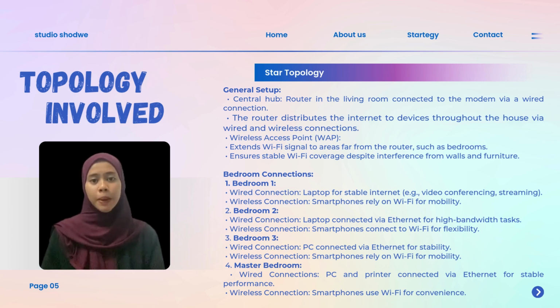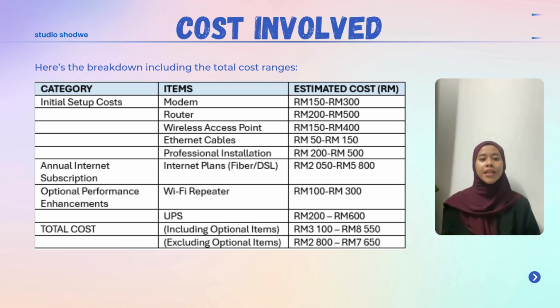In the same way, bedroom 3 has a PC connected via a wired connection, while the smartphone in this room uses Wi-Fi. The master bedroom has several devices such as a PC and a printer connected via Ethernet, while the smartphone is connected wirelessly. Here is the breakdown including the total cost range.